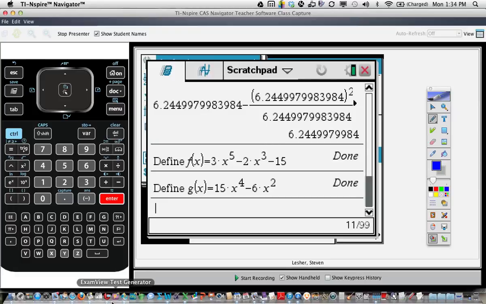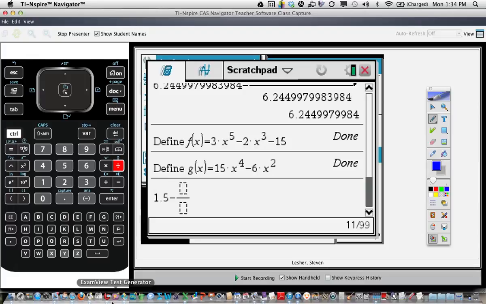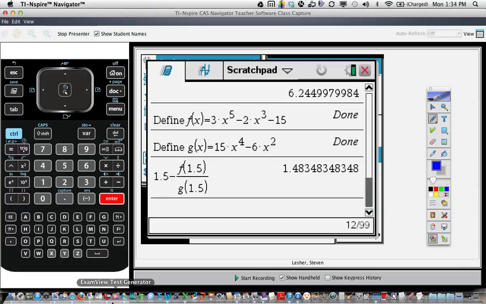Now, let me show you two ways. One way where we don't use the answer key. So let's just type in Newton's method. We would do what right now if we were starting with 1.5? 1.5 minus, and then a fraction, f of 1.5, and then on the bottom, g of 1.5, because that's f prime, right? We defined g to be f prime. And then hit enter. Okay, now what?